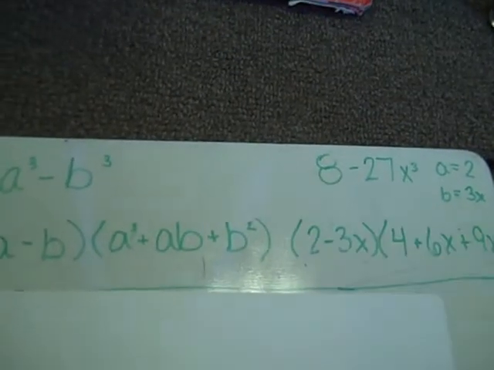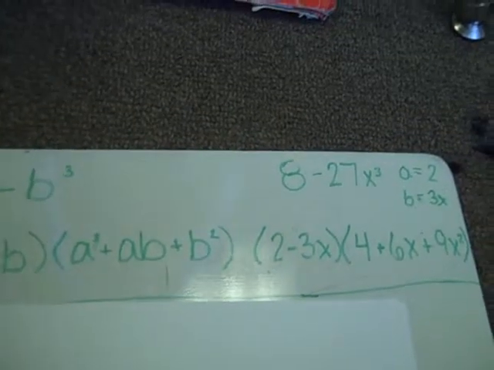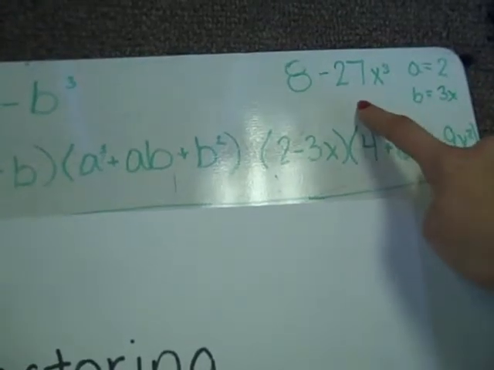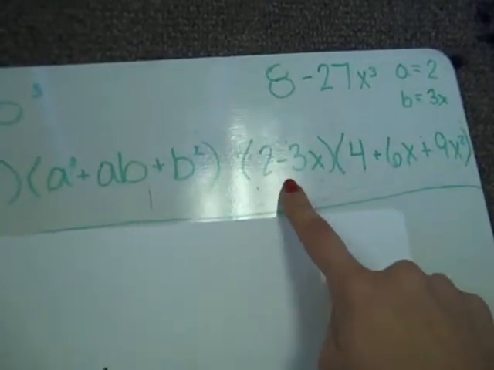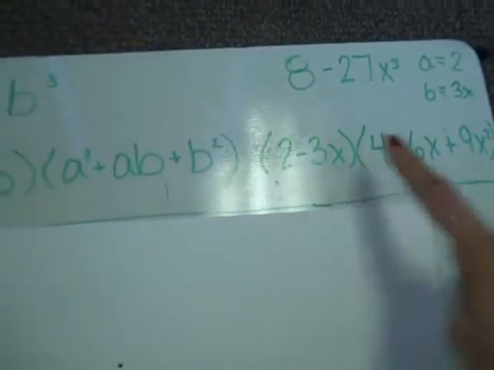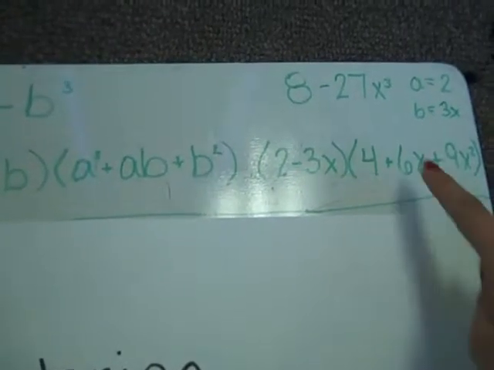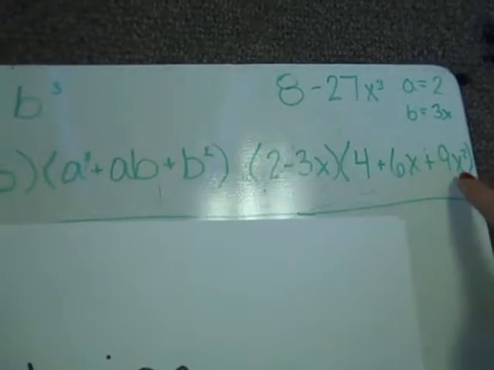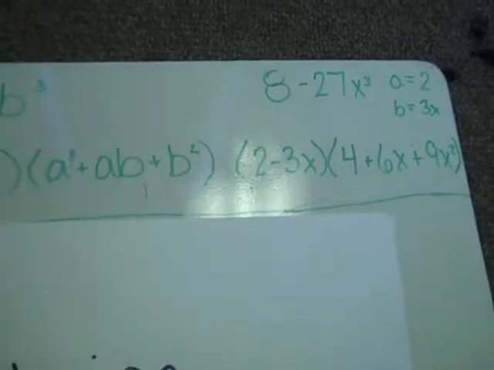So let's say we had a problem that's 8 minus 27x cubed. What we're going to do, like we did, is find our a term for the first one. So the cube root of 8 would equal 2, and the cube root of 27x cubed would be 3x. Now to the setup. As we did with the a minus b, you're going to do 2 minus 3x. Then in the next square, you're going to take the a term and square it, so 2 squared is 4. Take the a and b term and multiply it, so 2 times 3x is 6x. And then take the b term and square it, which is 9x squared. And this would be your answer.